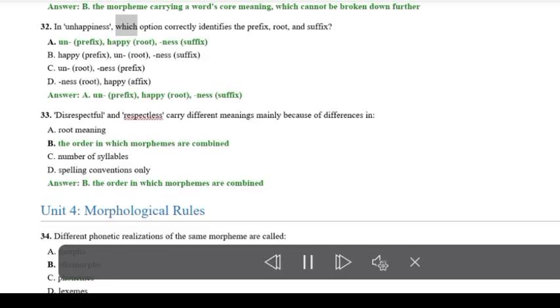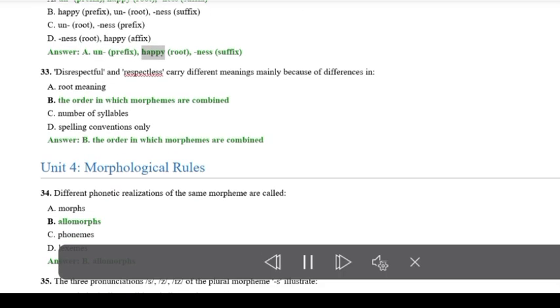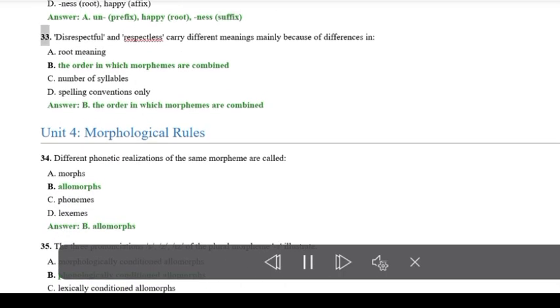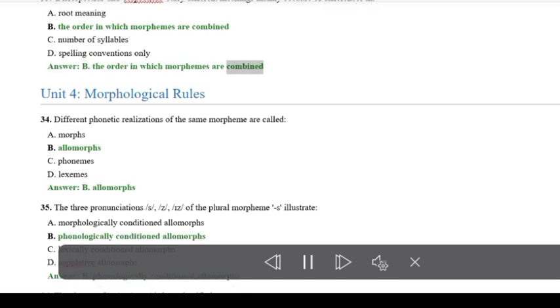32. In unhappiness, which option correctly identifies the prefix, root, and suffix? A. Un, prefix; happy, root; ness, suffix. B. Happy, prefix; un, root; ness, suffix. C. Un, root; ness, prefix. D. Ness, root; happy, affix. Answer: A. Un, prefix; happy, root; ness, suffix. 33. Disrespectful and respectless carry different meanings mainly because of differences in A. Root meaning. B. The order in which morphemes are combined. C. The number of syllables. D. Spelling conventions only. Answer: B. The order in which morphemes are combined.